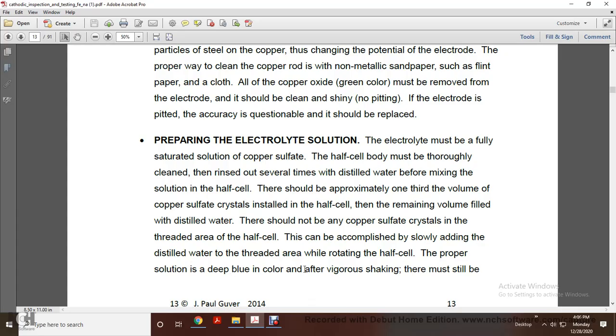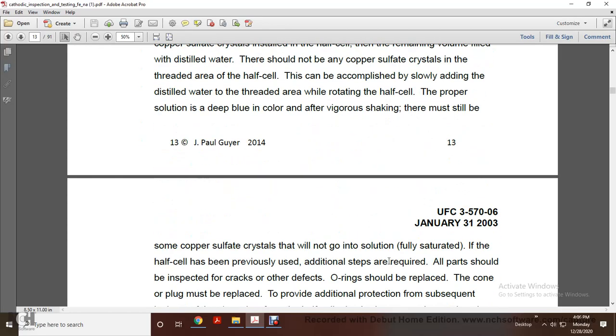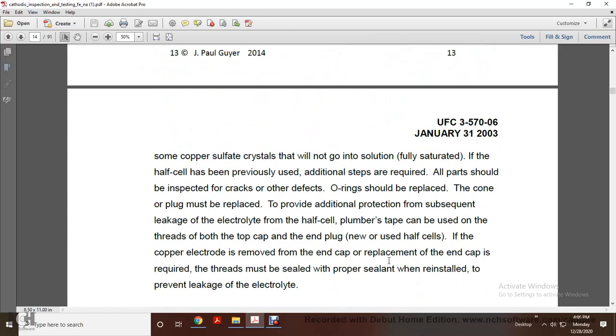Proper solution of the deep blue color. After vigorous shaking, there must be some copper sulfate crystals that will not go into solution, fully saturated with the half cell that has been previously used. Additional steps are used in all parts of the inspected cracks or defects. The O-ring shall be replaced. The cone of the plugs must be replaced to provide additional protection against subsequent leakage.